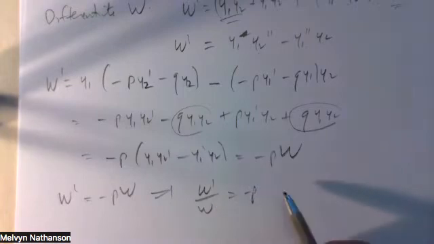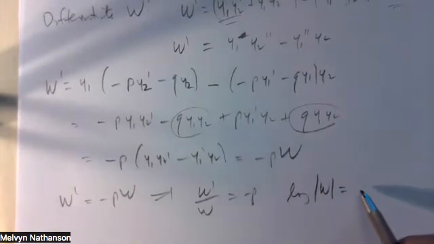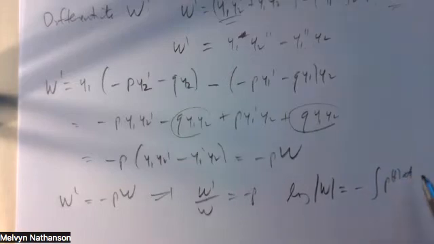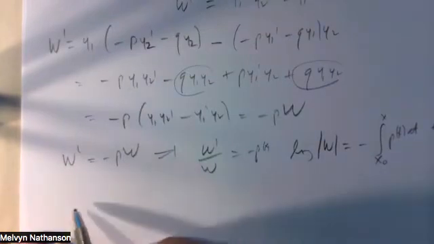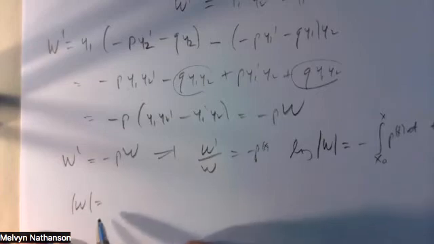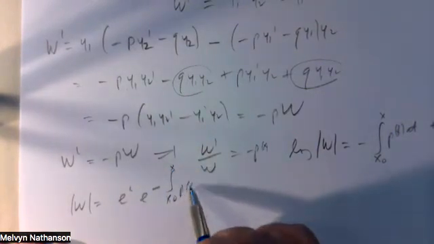So this function W satisfies the differential equation W prime is minus p times W, or W prime over W is minus p. Or if you integrate, the log of W is equal to minus the integral of p of t dt plus a constant. I can make this from x naught to x. That's the antiderivative of minus p of x. So if I exponentiate, I get W is equal to e to the c, e to the minus the integral from x naught to x of p of t dt.